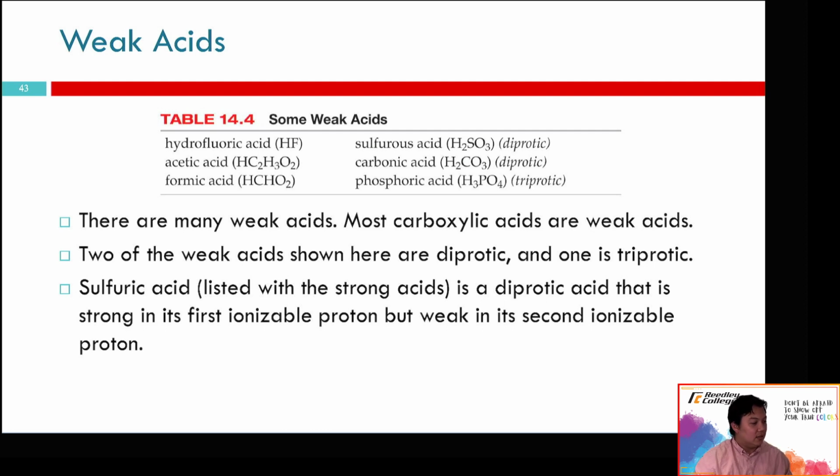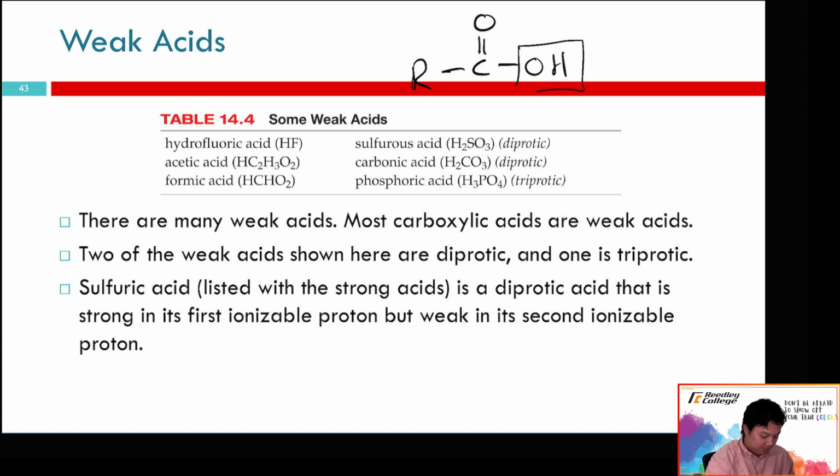There are many weak acids. Most carboxylic acids are weak acids. So we have hydrofluoric acid and then acetic acid. Carboxylic acid is an oxygen with a double bond to a carbon and then a single bond to another oxygen. And so then the carboxylic acid is actually the hydrogen that attaches to this oxygen. Then we use R in organic chemistry to indicate it can be anything else on the end there. So that's what a carboxylic acid looks like, and that's what it's talking about here. So acetic acid and formic acid are both types of carboxylic acid.